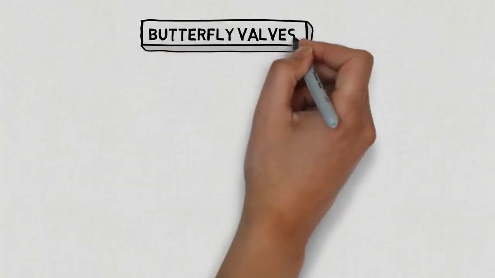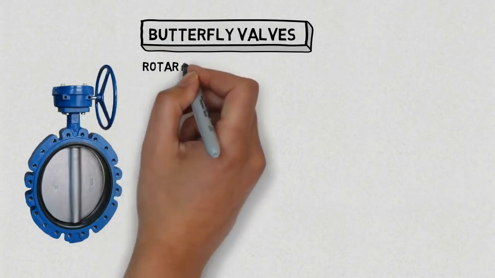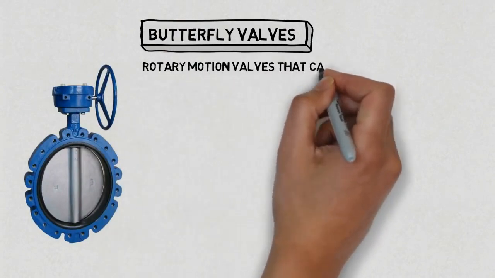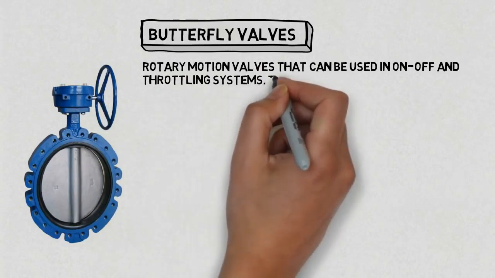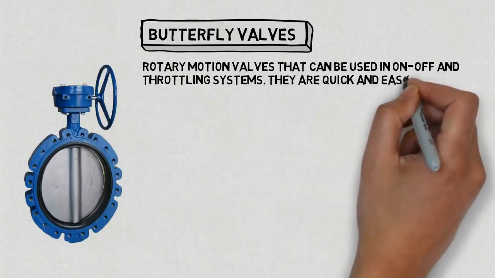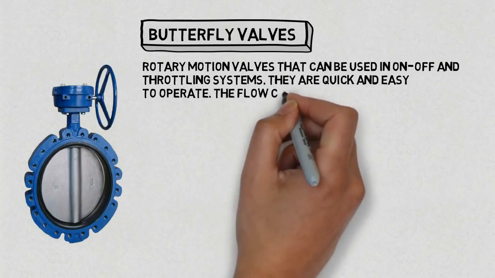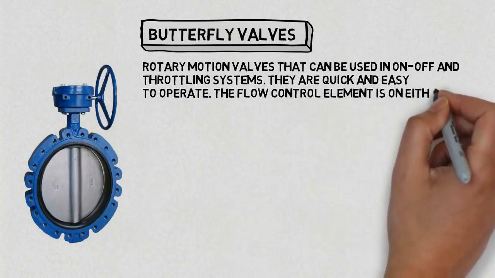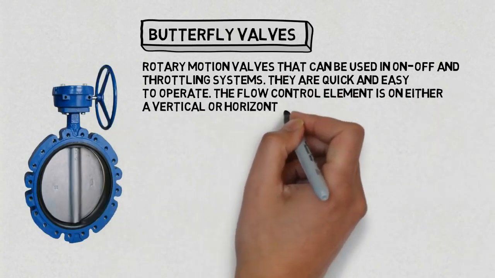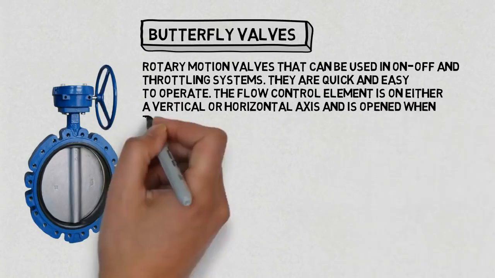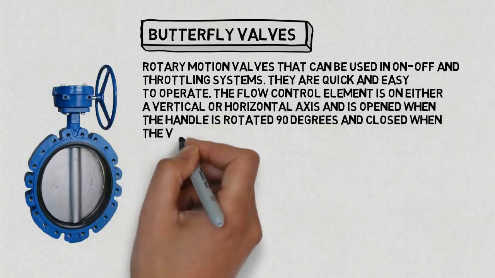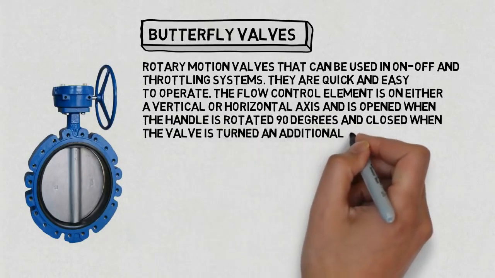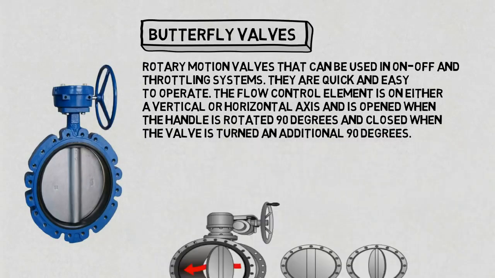Butterfly valves. Rotary motion valves that can be used in on-off and throttling systems. They are quick and easy to operate. The flow control element is on either a vertical or horizontal axis and is opened when the handle is rotated 90 degrees and closed when the valve is turned an additional 90 degrees.